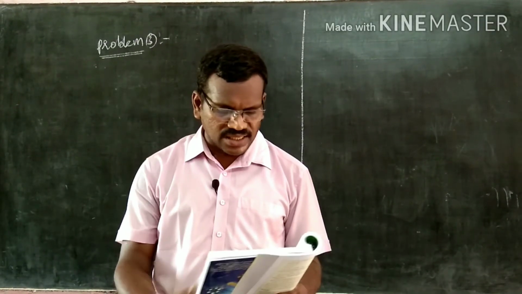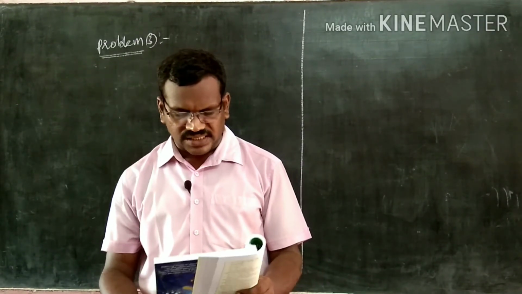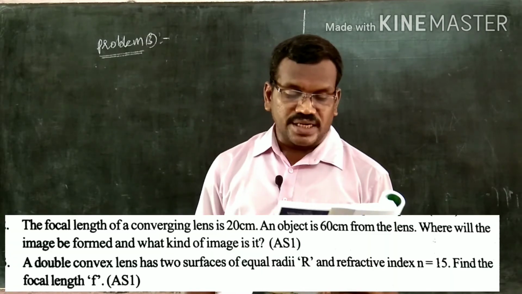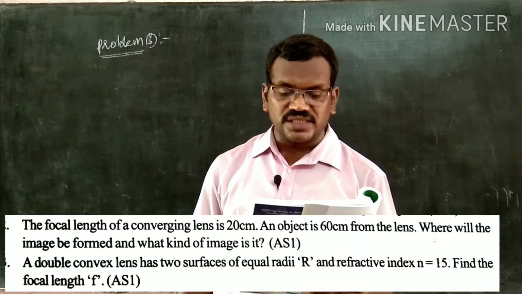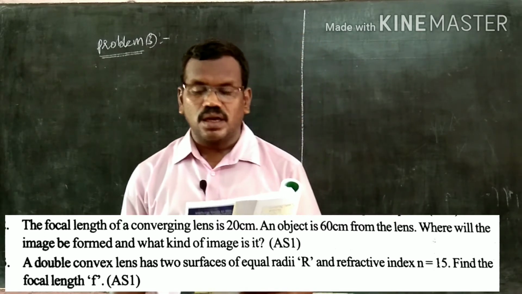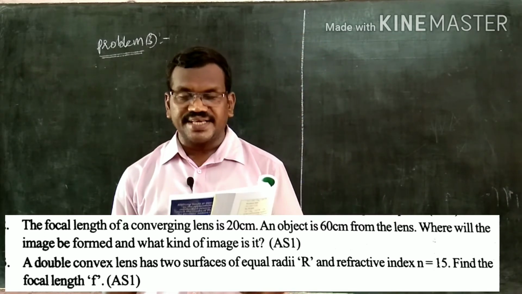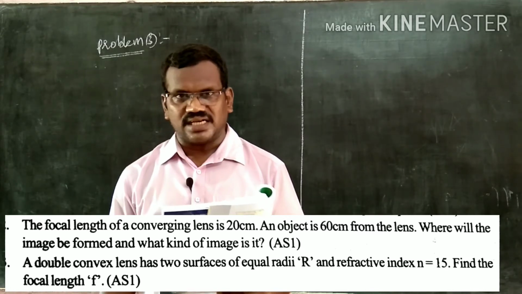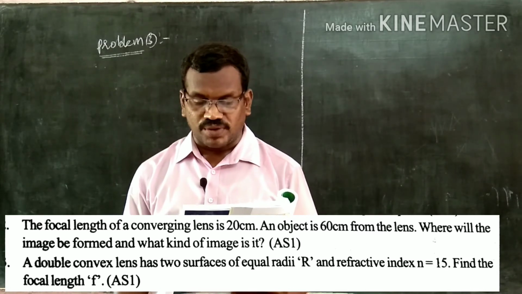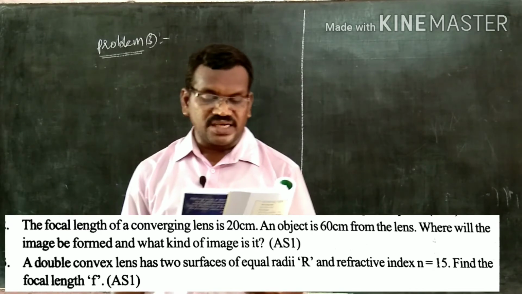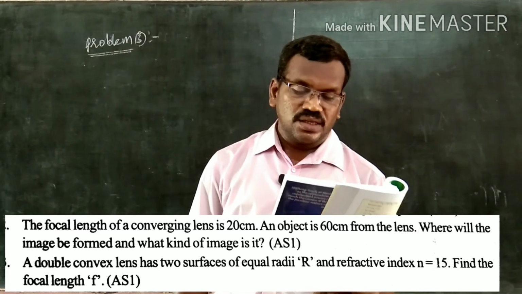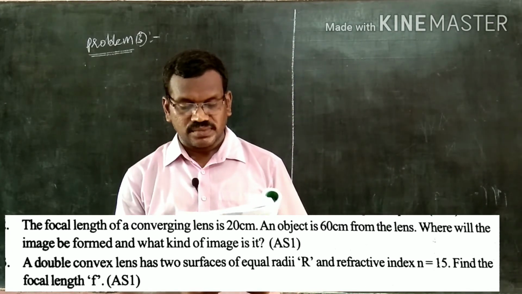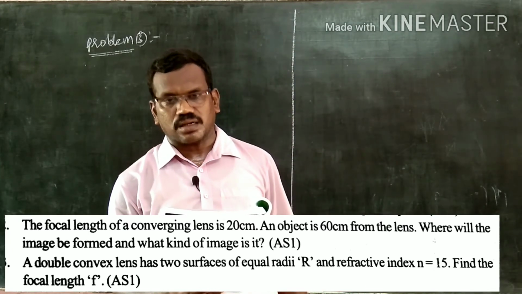Now let us come to question number 3 of our SCERT textbook. Problem 3. A double convex lens has two surfaces of equal radii R and the refractive index n is equal to 1.5. Find the focal length f.